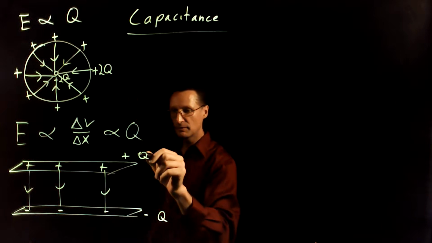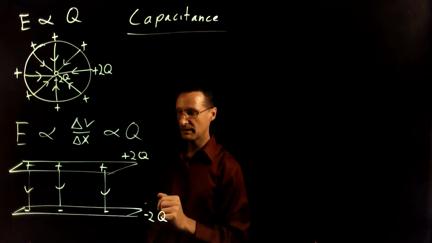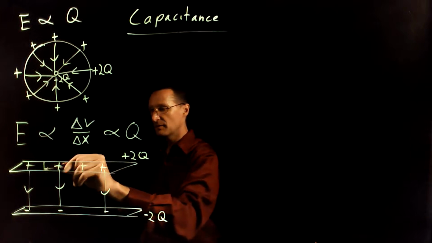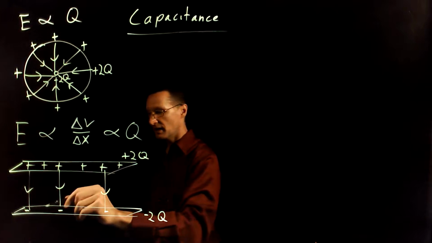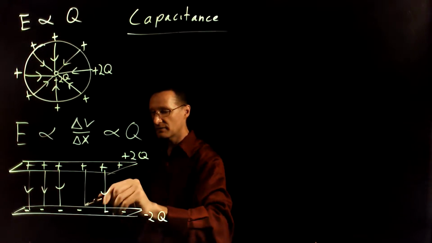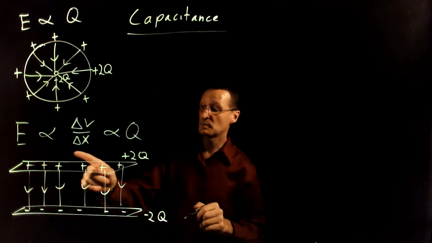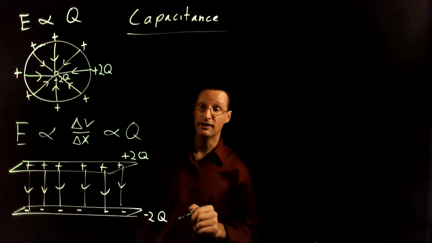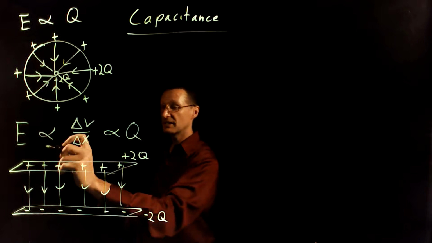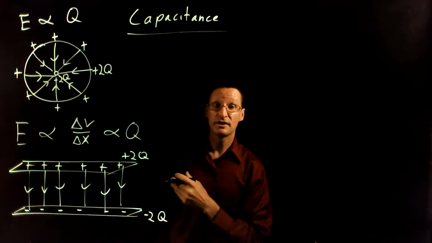Now, if I double the charge on the top and the bottom, that means I need to double the amount of charge here. So I have to double the amount of charge on the bottom one, and then I will double the electric field again, because remember, the number of field lines is proportional to the amount of charge on there. And so again, I get this relationship where the electric field, or the voltage, is proportional to the charge.